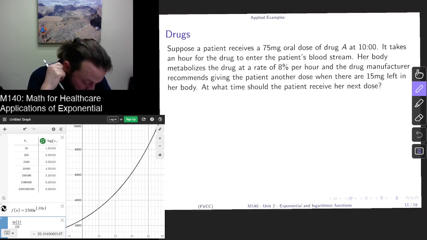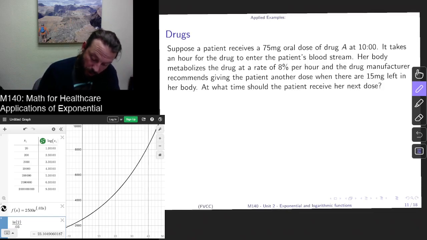Well, I want to say here it takes an hour for the drug. This actually ends up coming out in the wash. We put the drug in at a certain time, and we want to know, so we're going to need a function here.